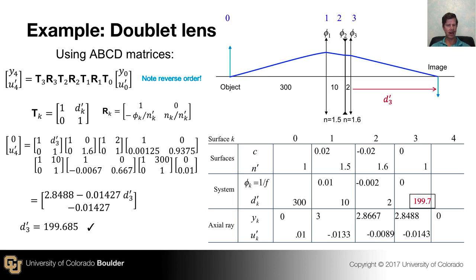And once you're comfortable with the tabular method, this is much faster because multiplying all these matrices up just automates the whole process and very rapidly allows you, in basically one somewhat tedious calculation, to go from object to image.